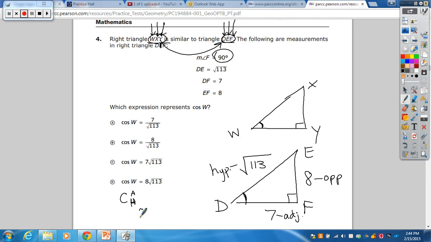So if I set this up, the cosine of angle D is going to equal the adjacent side, which is 7, over the hypotenuse, which is √113. And, well, I can replace angle W with angle D because we know in similar triangles the angles are going to be the same. And so as a result, the answer to this one is going to be letter A. Okay?